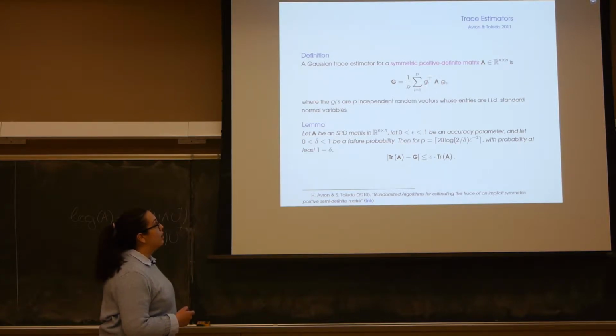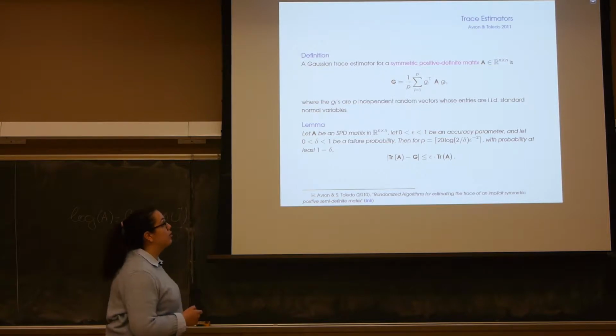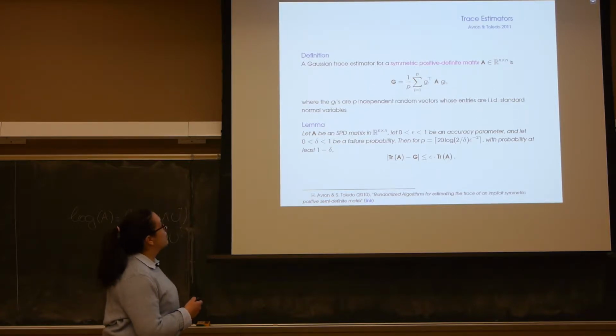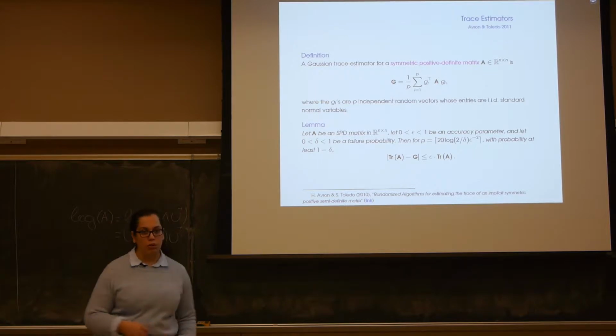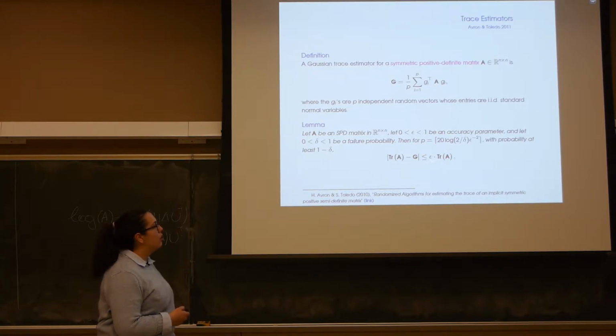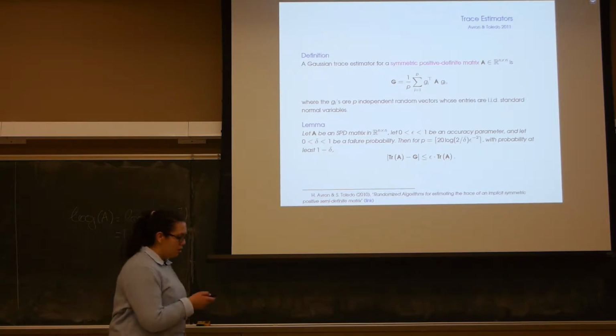What I do is create random Gaussian vectors that I denote as g_i, and then the trace estimate will be 1 over p, the sum from i equals 1 to p of g_i transpose A g_i. This is the Gaussian estimator. From this work of Avron and Toledo, we have the result that the difference between the trace of A and this estimate is bounded, so we get a relative error approximation of epsilon.